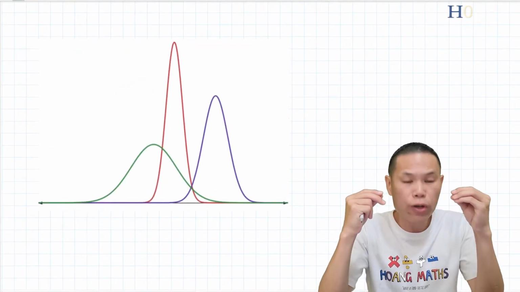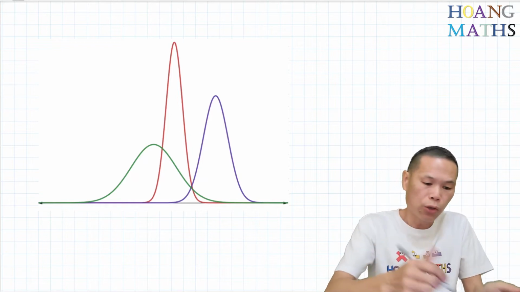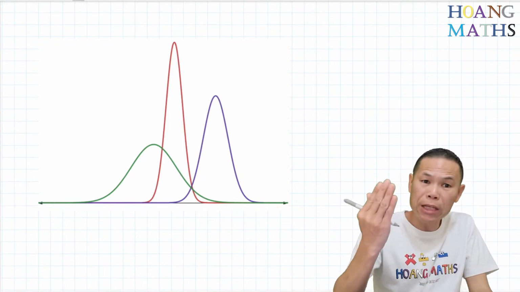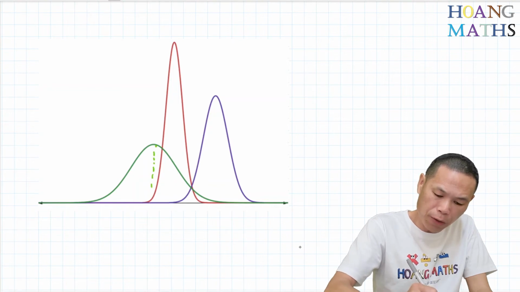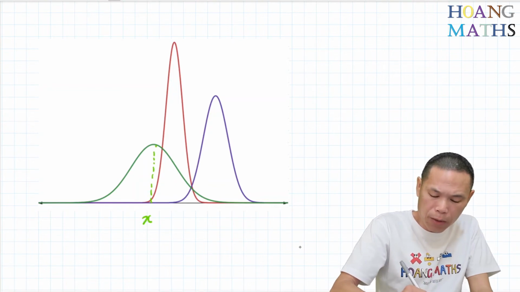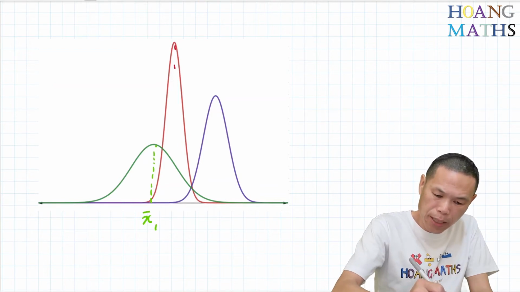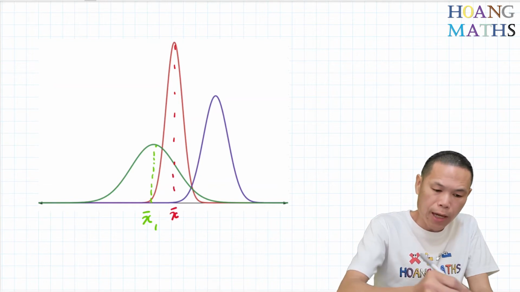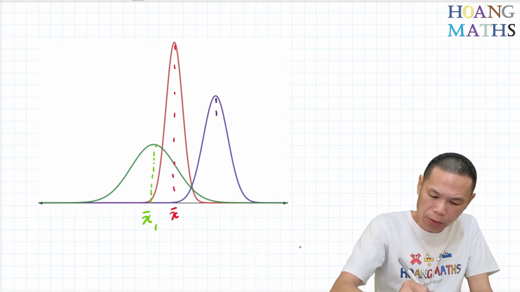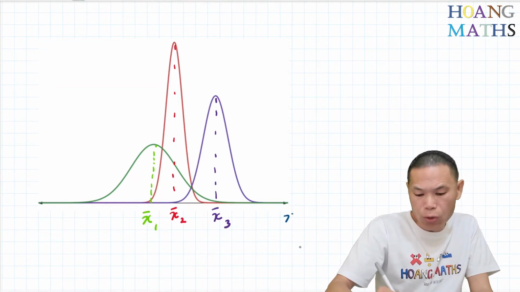Let's just have a look at these three bell curves just for a moment. And they're all normally distributed. So in other words, they're all symmetrical about the mean. So this is the mean for the green bell curve. Let's say mean 1. And then this mean here is mean 2. And this is mean 3. And don't forget, this is the score.